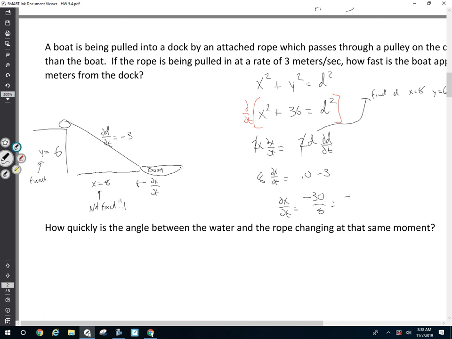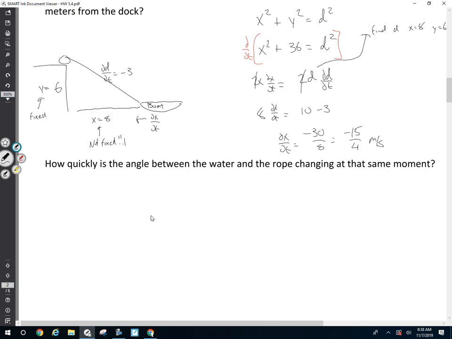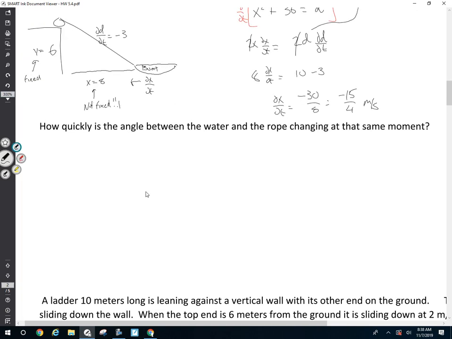Which is -15/4. This is in meters per second. And we're good. How quickly is the angle of the water and the rope changing at the same moment?